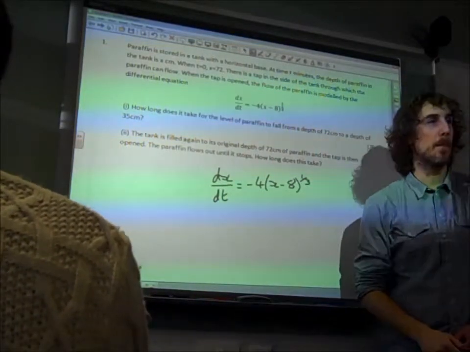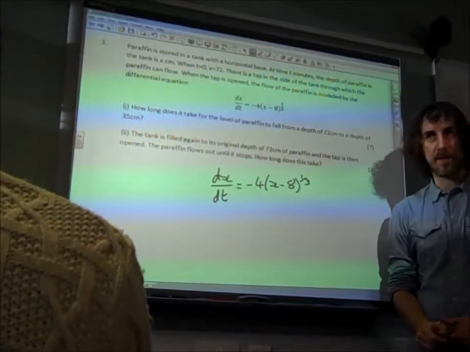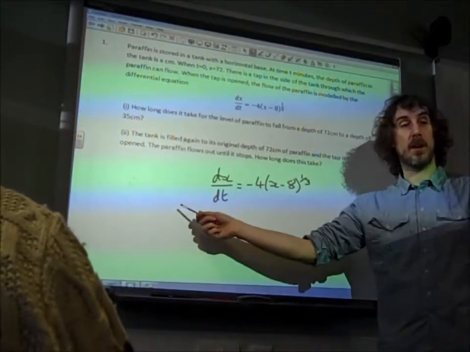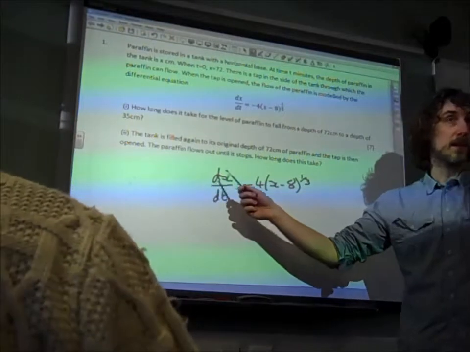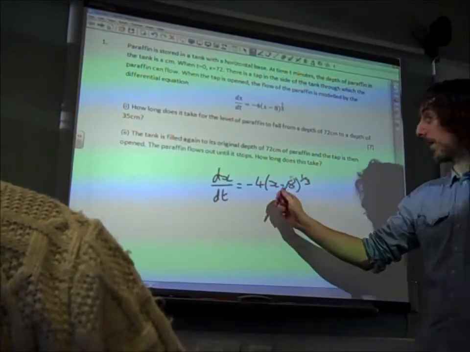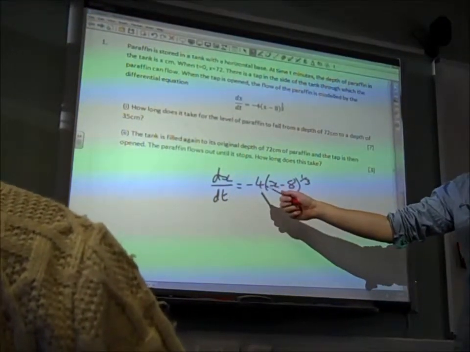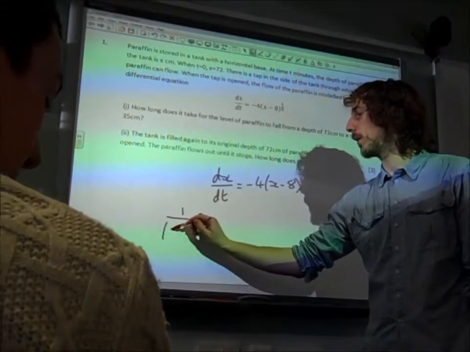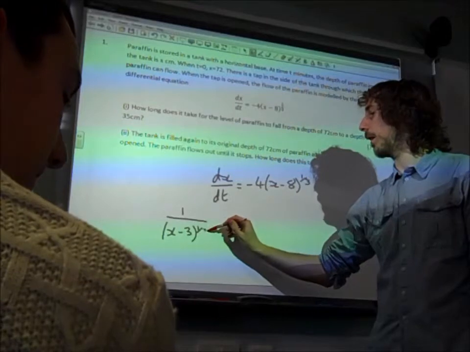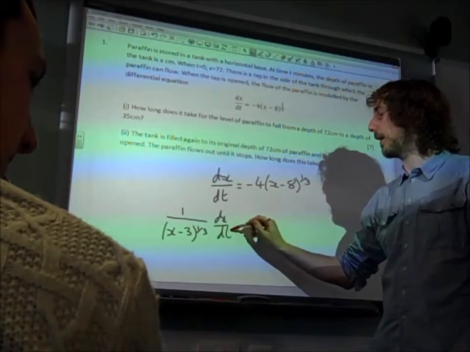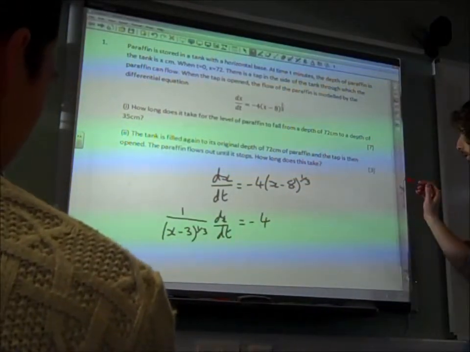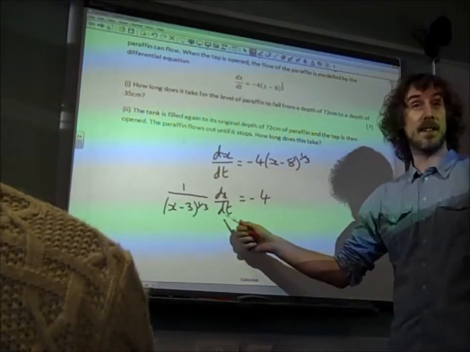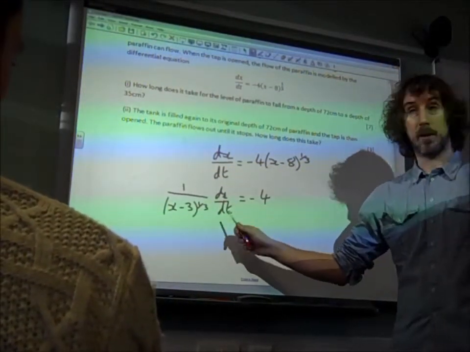We need to remember the little thing that we say: separate the variables and integrate. So we've got to get anything involving x on this side with the dx on the top, and anything involving t on the other side. Let's leave the minus 4 over there. Doesn't really matter, does it? So we'll do 1 over (x minus 8) to the third, dx by dt, is minus 4. Now we're ready to integrate both sides with respect to t this time, isn't it? Because we've got the t at the bottom.